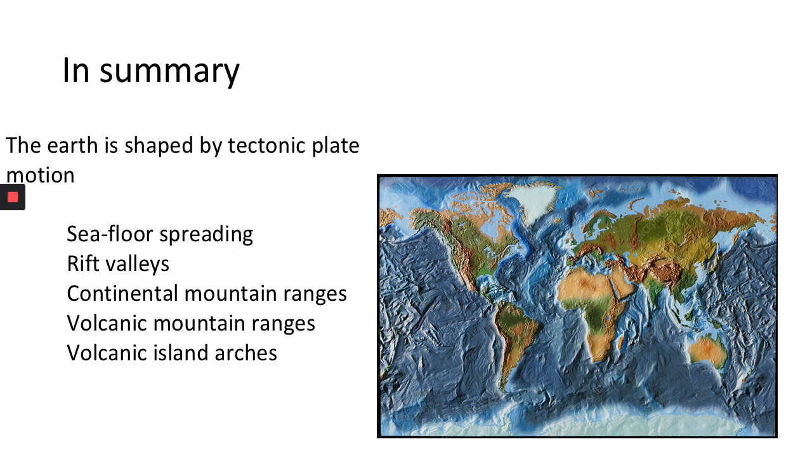So in summary, the Earth is shaped by tectonic plate motion. Just the topography of Earth, the way Earth looks, is due to the movement of the tectonic plates. That could be seafloor spreading, rift valleys, continental mountain ranges, volcanic mountain ranges, and even volcanic island arcs, right over here. All of this is just a little bit of background knowledge so that you're prepared for today's actual goal.